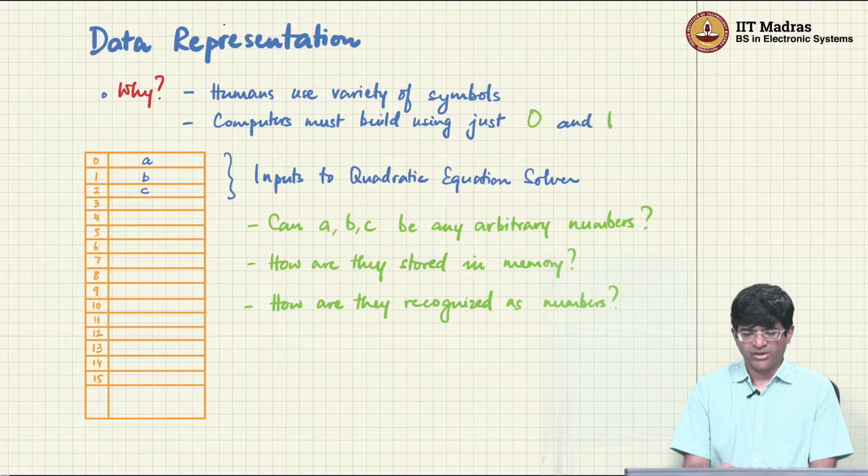The next question that we need to address over here is, how are these numbers a, b and c stored in memory? Clearly I've been talking about zeros and ones. We need to have some idea of how they will actually get stored.